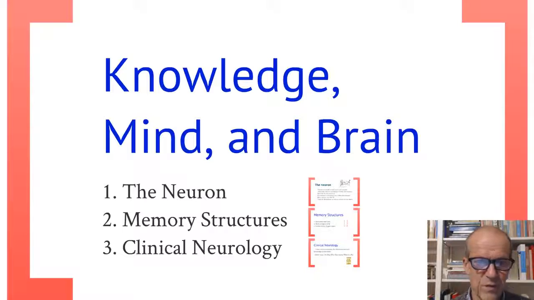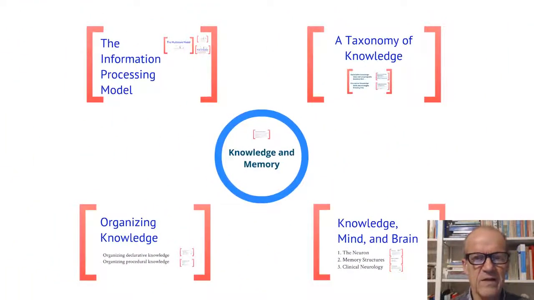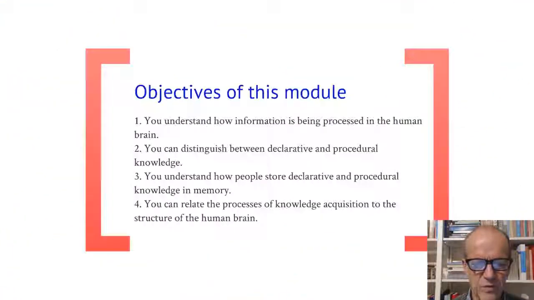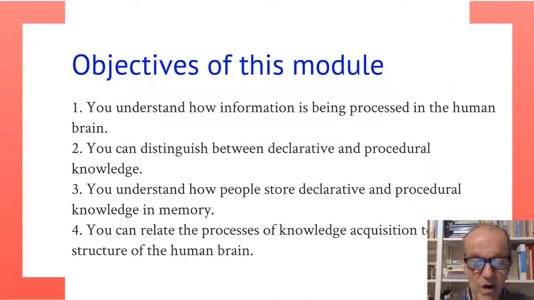So now we have ended the third module on knowledge and memory. We have discussed the human information processing system. We hopefully understand now how information is being processed. We hopefully can distinguish between declarative and procedural knowledge. We can understand how people store declarative and procedural knowledge, and we can relate the processes of knowledge acquisition to the structure of the human brain.